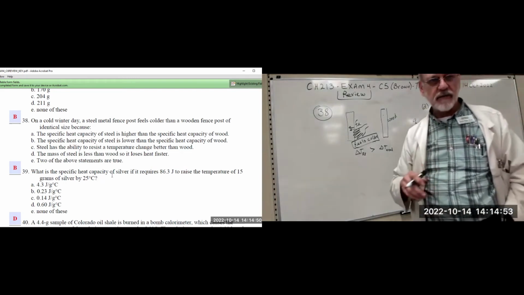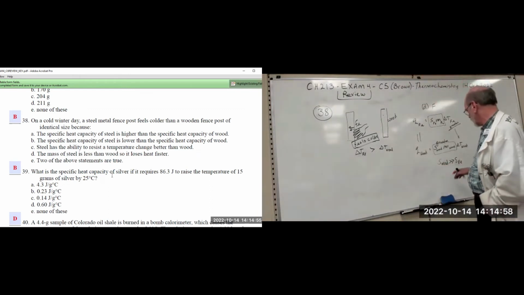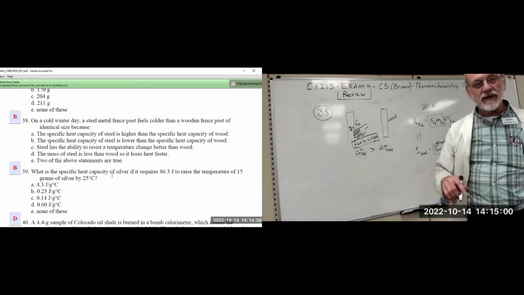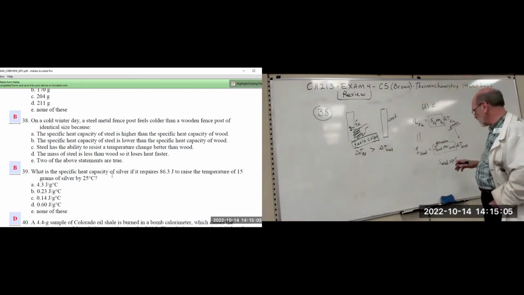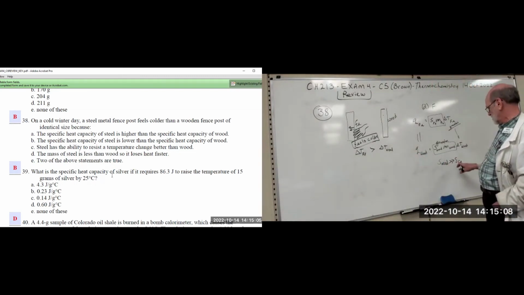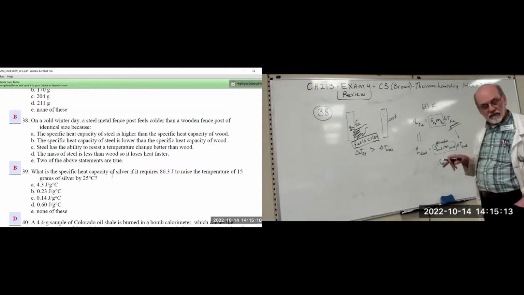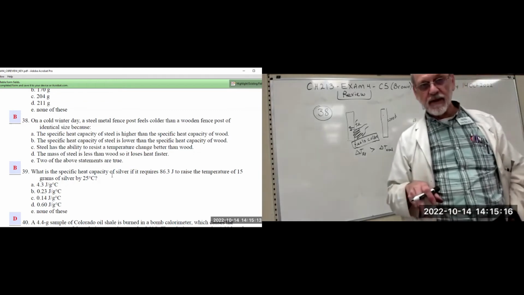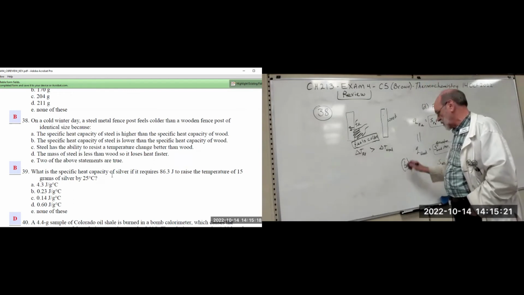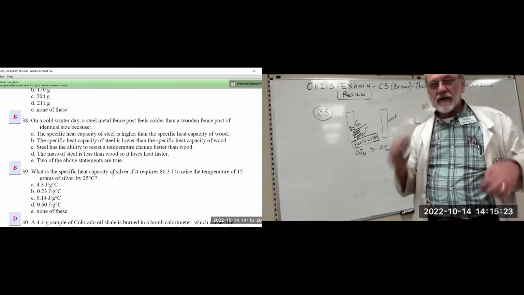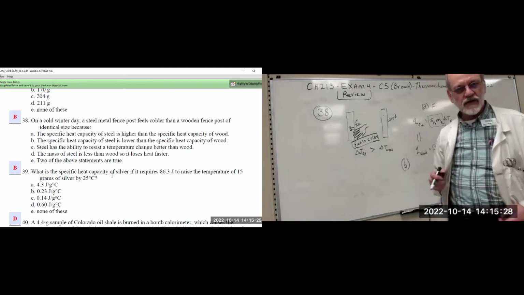Now let's look at our answers. A, the specific heat capacity of steel is higher than the specific heat capacity of wood. Nope, it's the other way around. B, the specific heat capacity of steel is lower than the specific heat capacity of wood. Yes, lower than wood. That's true. B is true. But are two of them true? Well, we know that B is true. Let's look at C, because if both B and C are true, then E is the answer. So let's look at C.